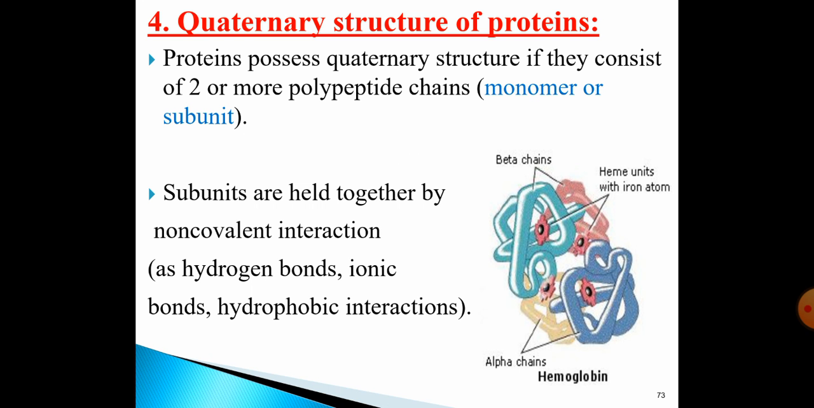So when we go to the quaternary structure of the protein, that is the last level of protein structure. For example, when we look at hemoglobin, it is composed of subunits held together by non-covalent interactions: hydrogen bonds, ionic, and hydrophobic interactions. Just look at the hemoglobin, you will see how it folds into different subunits.